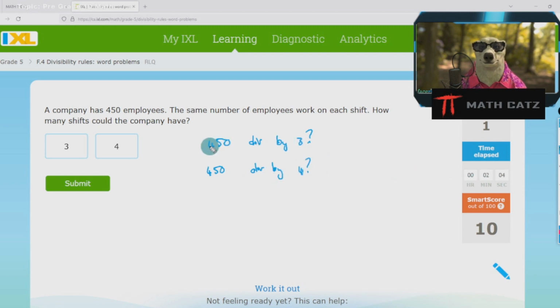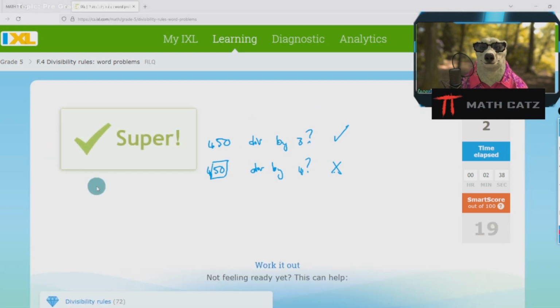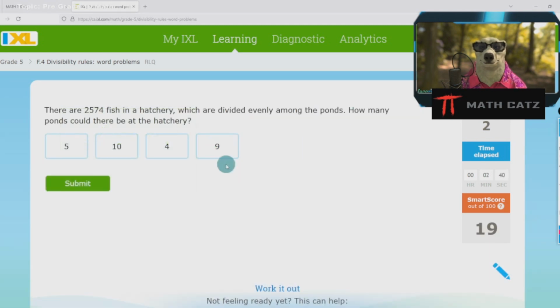Well, 3 requires that I add up the digits. The sum of the digits is 9, so yes. 4 is very different. Look at the last 2-digit number. Is that divisible by 4? No, because the multiples are, let's suppose I know up to 10, right? 40, I can just count in 4s a little bit further. 44, 48, 52, and it skips over 50. So 50 is not a multiple of 4. So we said 3 is a yes. Super. Let's do one more.